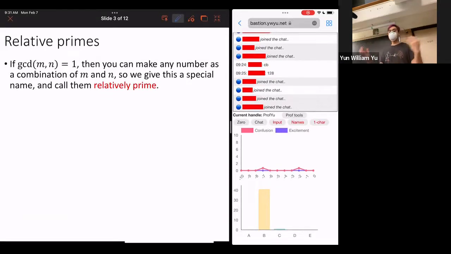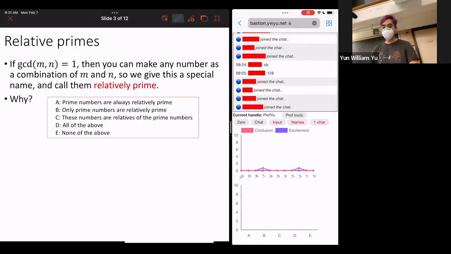And we call these relatively prime. Now, why do we call these relatively prime? Any guesses? So I gave a couple options here, but feel free to shout out any other guesses you might have, or write them in chat.